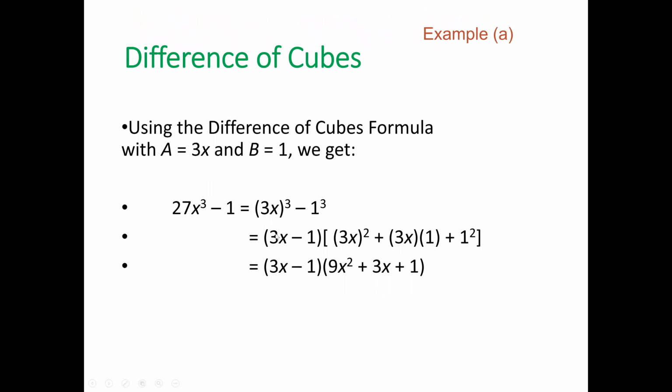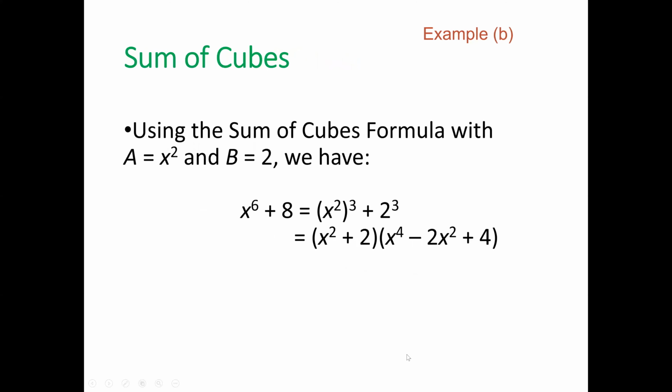So for the first one, we have again 27x cubed minus 1. It's the same as 3x cubed minus 1 cubed. So we get 3x minus 1, then (3x) squared plus 3x times 1 plus 1 squared. So we multiply everything here, we get 9x squared plus 3x plus 1. And this will be our final solution.